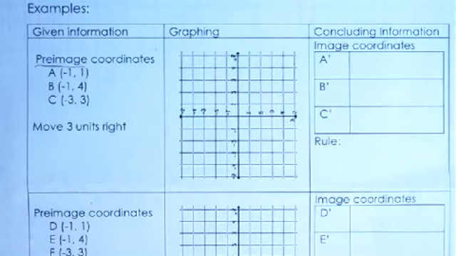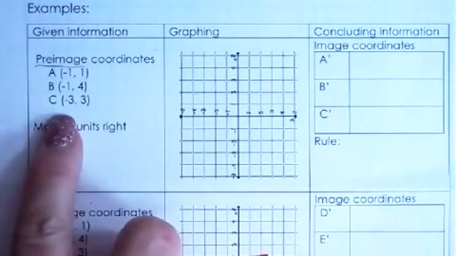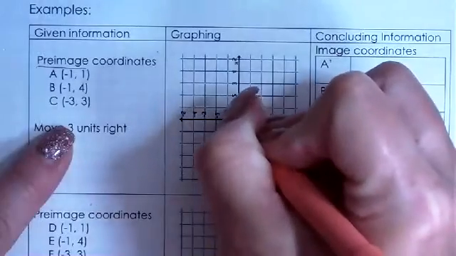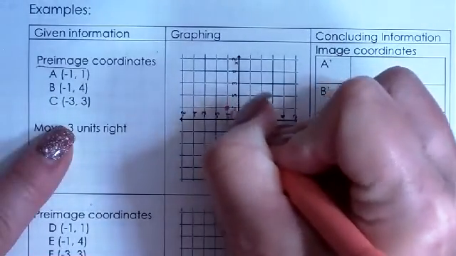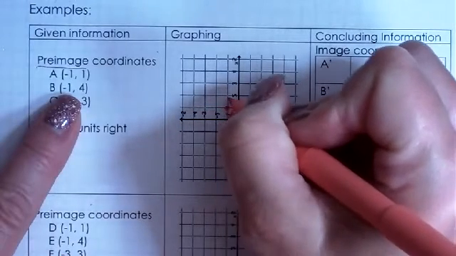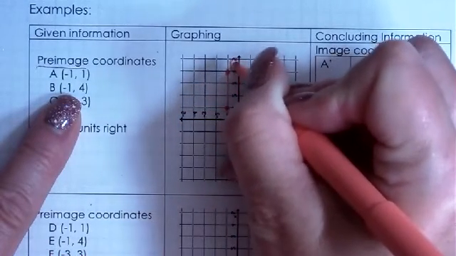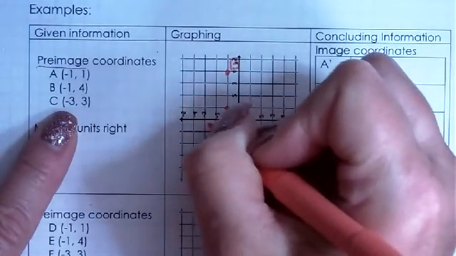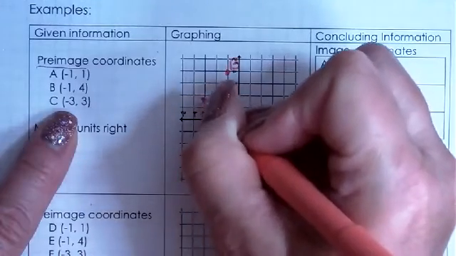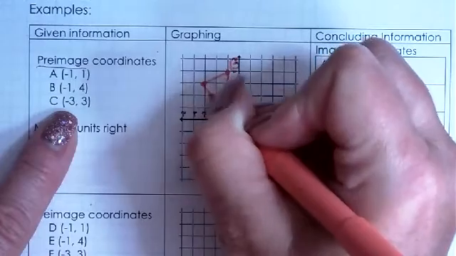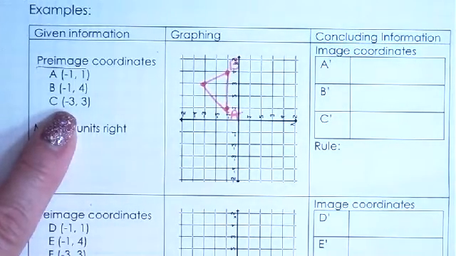Okay? So what I'm going to do is grab a color right here, and I'm going to graph over here on my graph paper, triangle A, B, C. A is at -1, 1. B is at -1, 4. And C is at -3, 3. Draw my triangle.